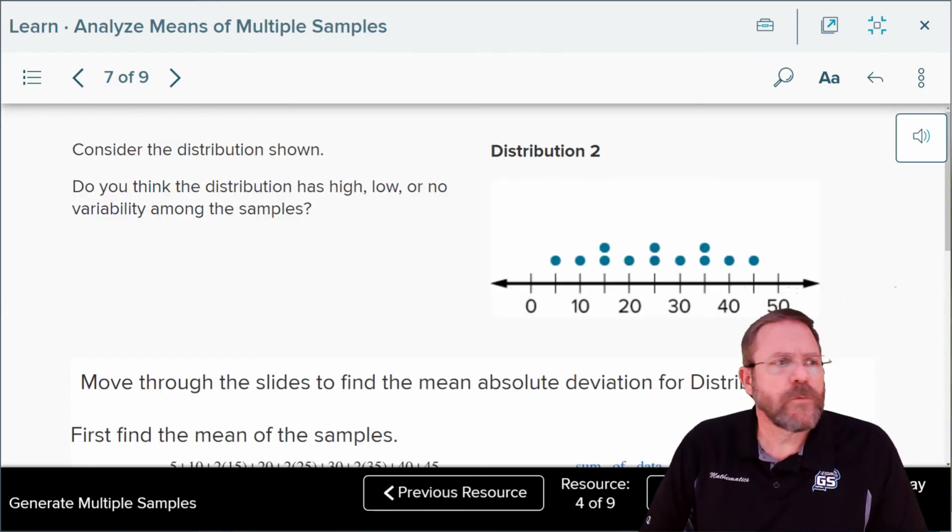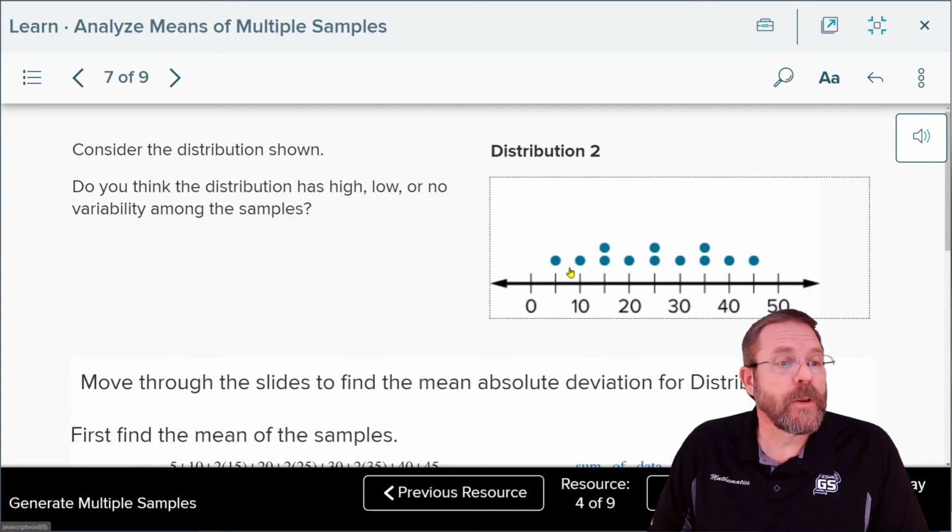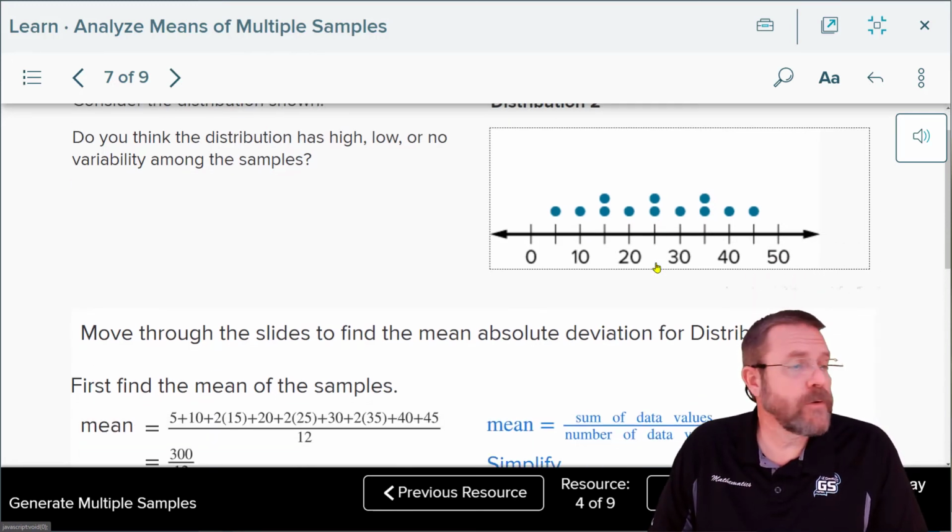Now let's look at the distribution of this data set. We're going to call this distribution 2. And do you think this is going to have a high, low, or no variability among the samples? I'm thinking that's a pretty darn high variability because you go all the way from 5 up to 45. Nothing's really dominant in here. That's a pretty high variability here.